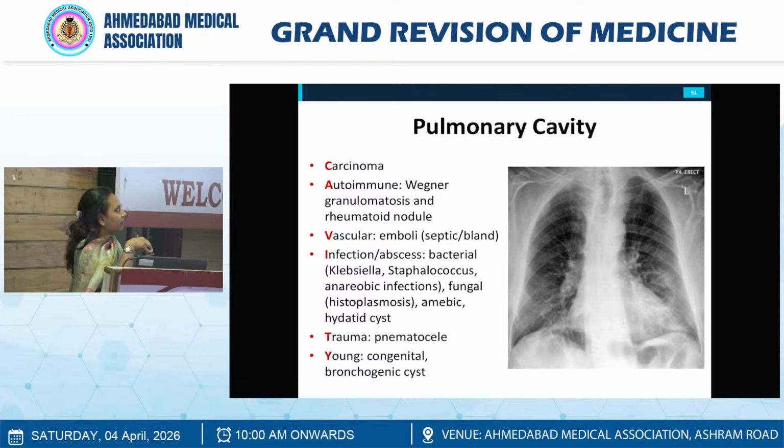Then pulmonary cavity. Can you show me the cavity in this X-ray? Where is the cavity? Which side? Left, right? Left side. Okay, very distinctly a cavity is seen. So the cavities could be due to infection. It could be lung abscess due to multiple bacterial, fungal or amoebic infections. Then it could be due to cancer, it could be autoimmune, it could be vascular, it could be trauma.